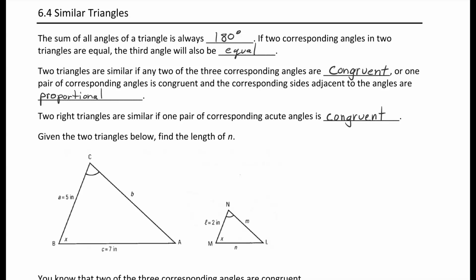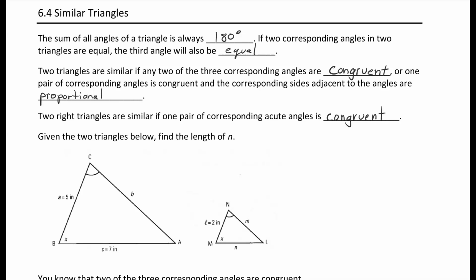Hey everyone, today's lesson will be the last portion of the Similarity of Figures unit, and we're going to be looking at similar triangles. Now, when we're talking about triangles, the sum of all angles of a triangle is always 180 degrees. So when you add up the three different angles of a triangle, it will always add up to 180 degrees.